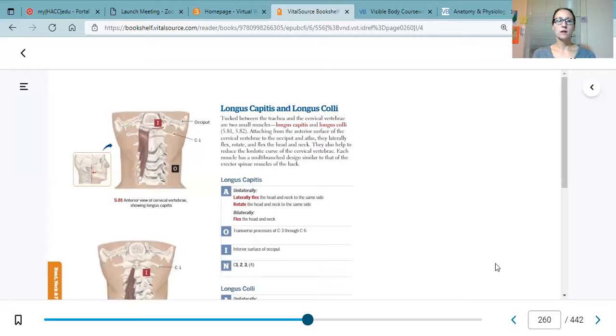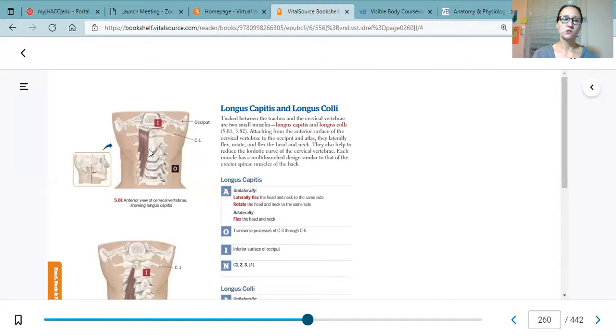Longus capitis and Longus coli are opposite the erector spinae group. They are directly across from them on the vertebrae. So the erector spinae are on the posterior vertebrae. Longus capitis and Longus coli are on the anterior vertebrae.